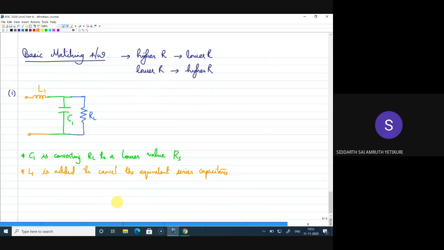Sir, just one last thing. L1 is added to cancel the equivalent series capacitance. Oh, I wrote it as series capacitance. Why I wrote it as equivalent series capacitance is because now you have an RC in parallel. So what I'll do is I added a capacitance C1. Now I have an RC network, a parallel RC. Now I'll convert this into series, and then there comes a series capacitance, and now this inductance is added to cancel that series capacitance.